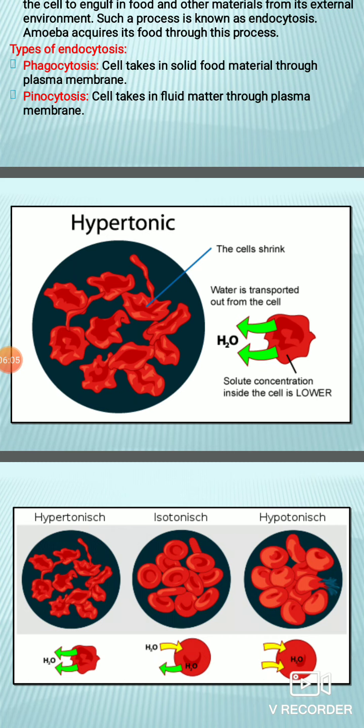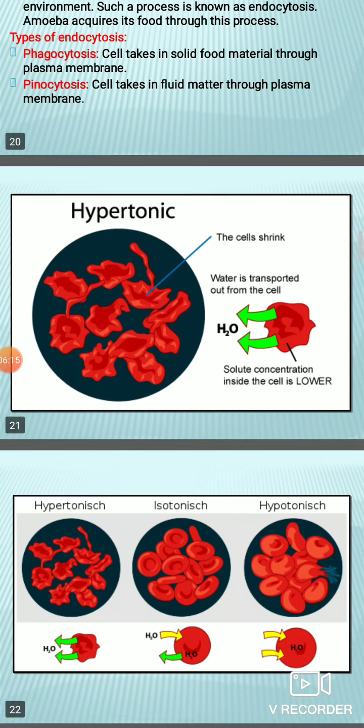And in the third type, that is a hypotonic solution, since the concentration of water is more outside, it keeps on entering inside the red blood cells. As a result, the red blood cells burst eventually.